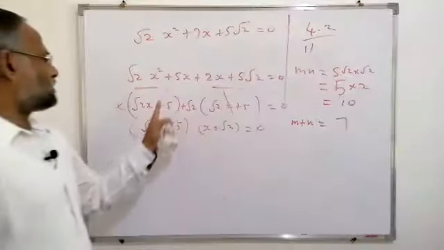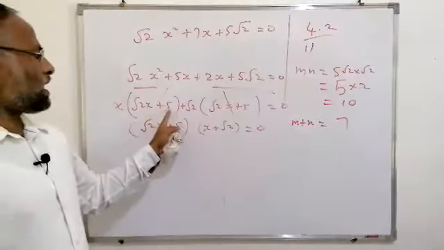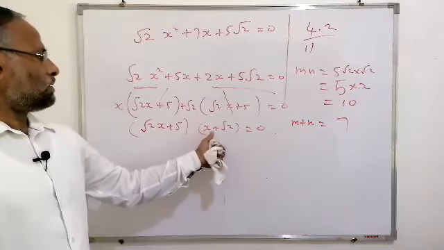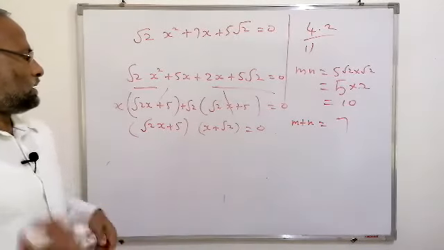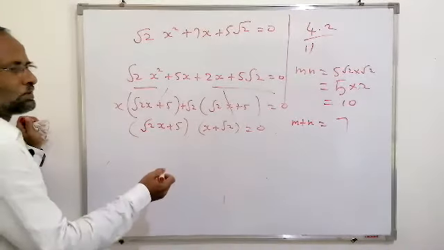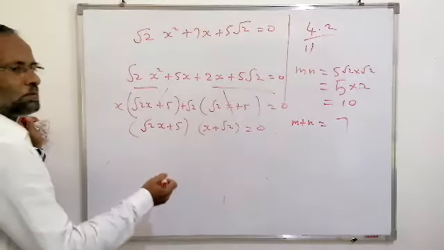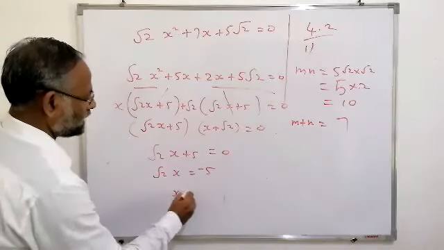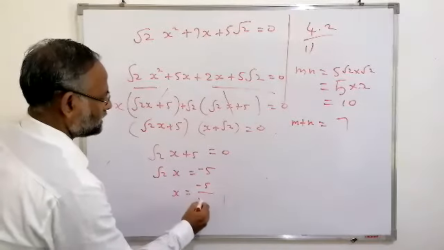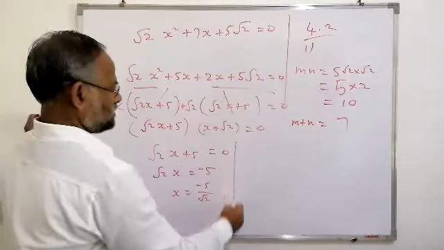Anyway, up to here you understood root 2x plus 5. I am taking it common outside: root 2x plus 5 times x plus root 2 is equal to 0. Now root 2x plus 5 is equal to 0, so root 2x is equal to minus 5. So x is equal to minus 5 by root 2.